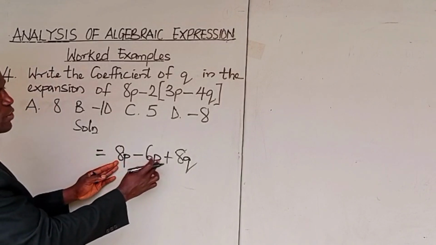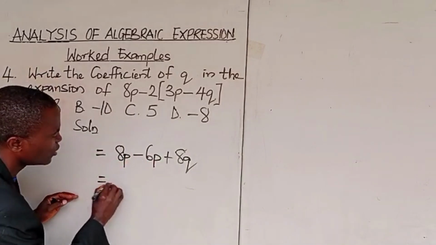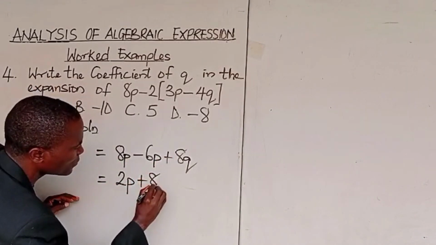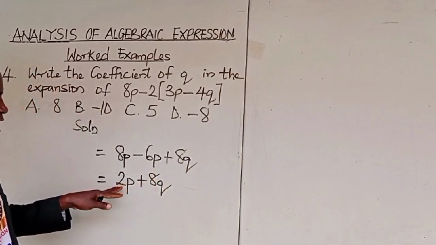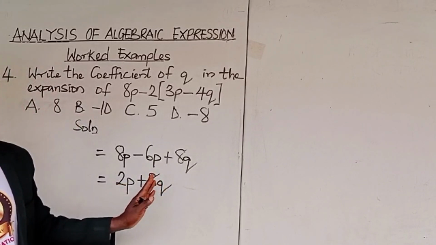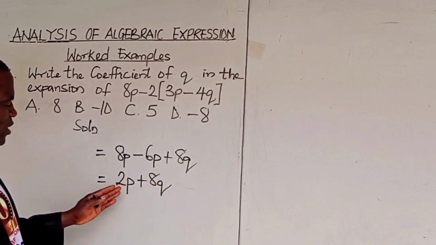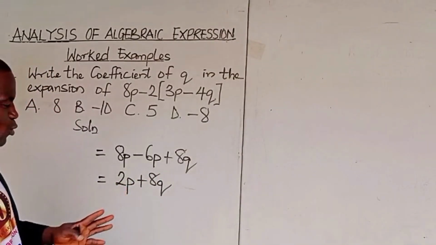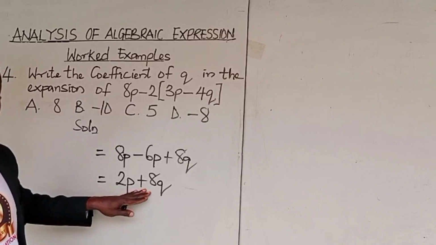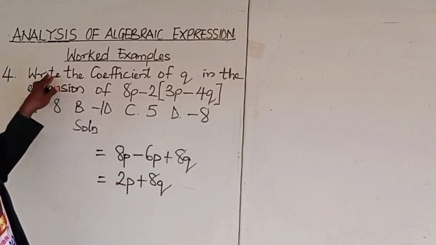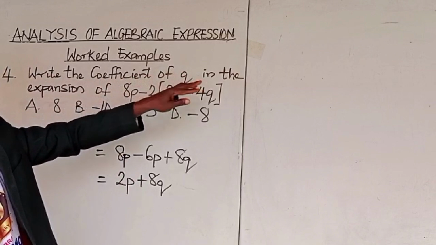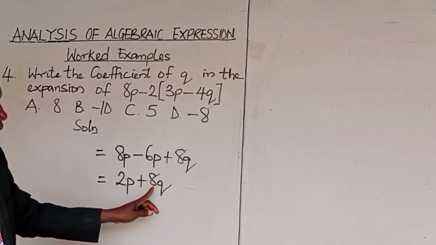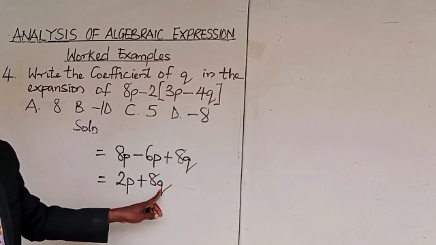So you proceed. 8p minus 6p gives us 2p. Then here we are going to put 8q. Please, you are not going to say 2p plus 8q gives 10q. Don't say that. The reason is because p and q are not birds of the same feather, so they cannot do anything in common. So this is where we are going to stop. But the question says, write the coefficient of q in the expansion of this. So coefficient is the number and sign in front of letter q.